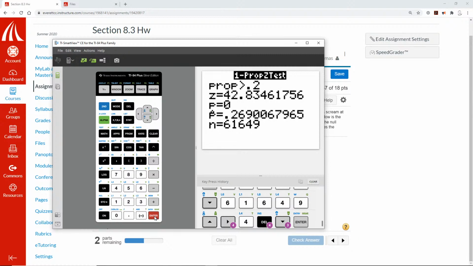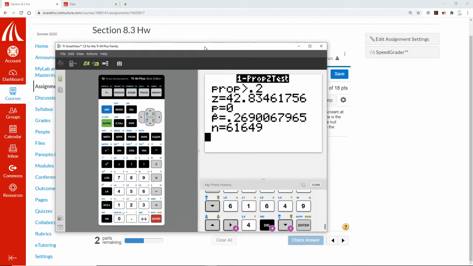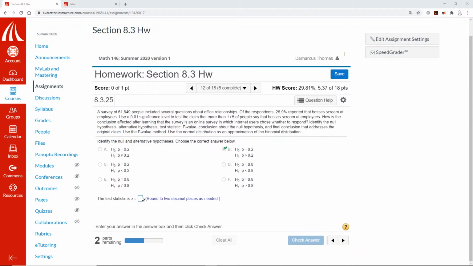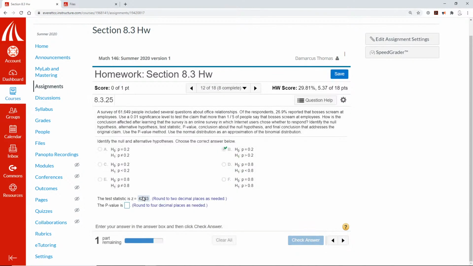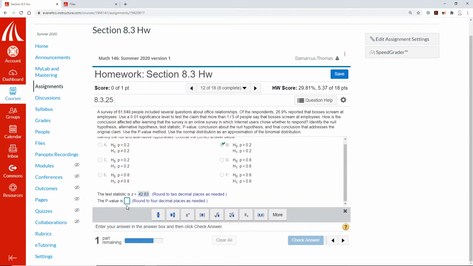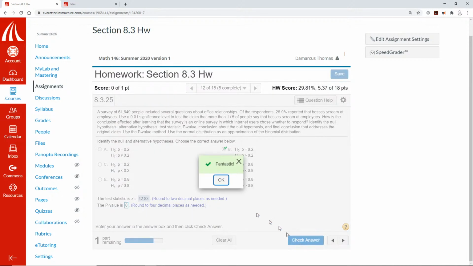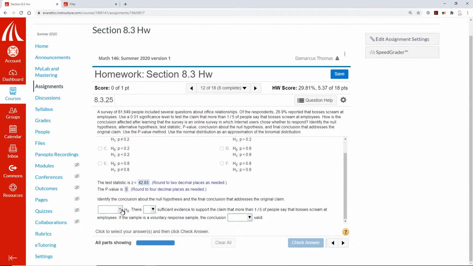Hit calc. Again, our test statistic is great, 42.83. The p-value, you could just put in 0. It is definitely less, so we will reject H null. There is sufficient evidence to support the claim that more than 1/5 of people say that their bosses scream. The conclusion is valid.